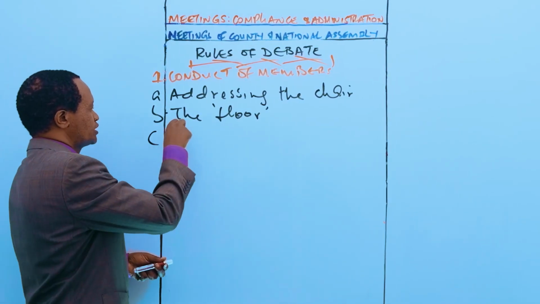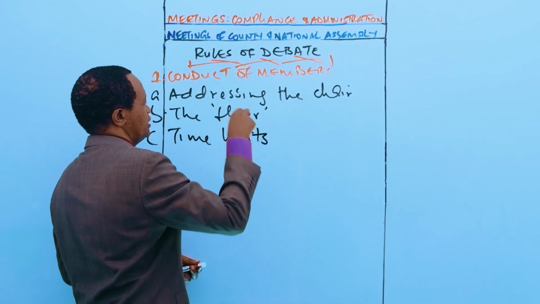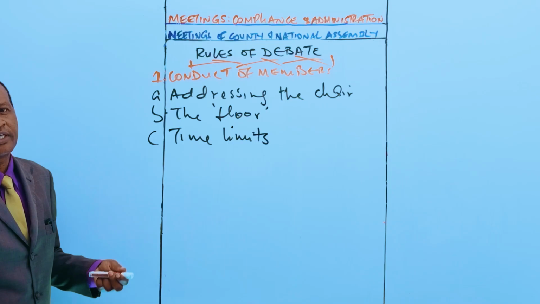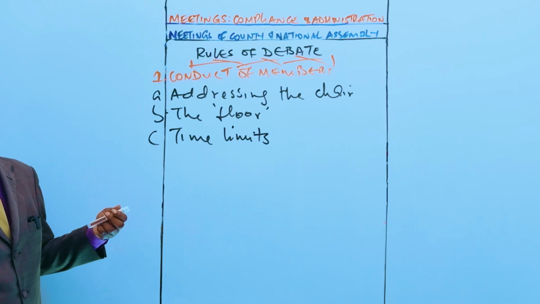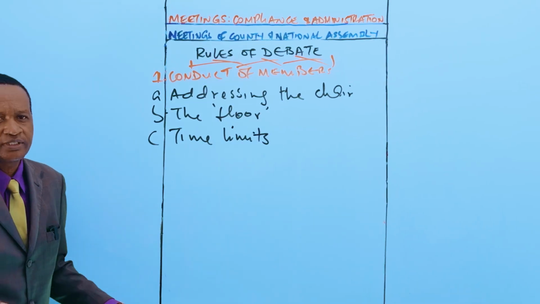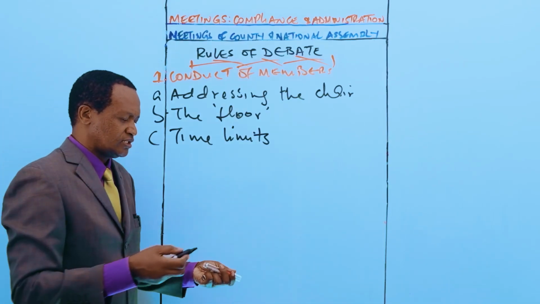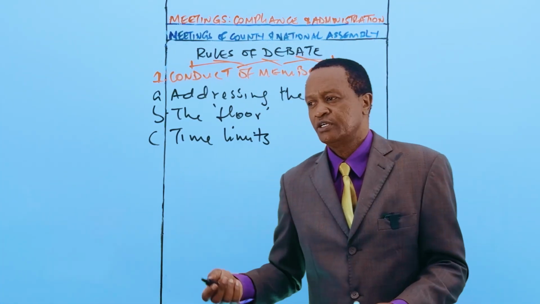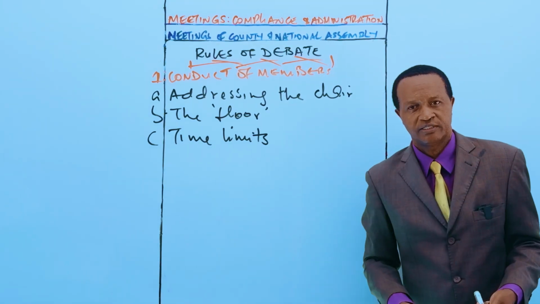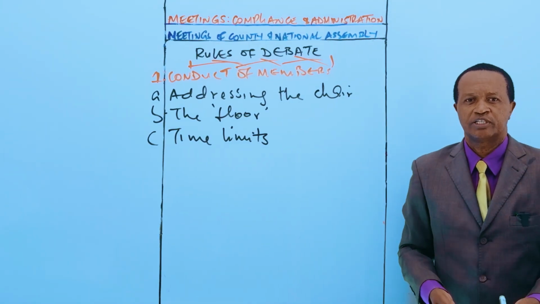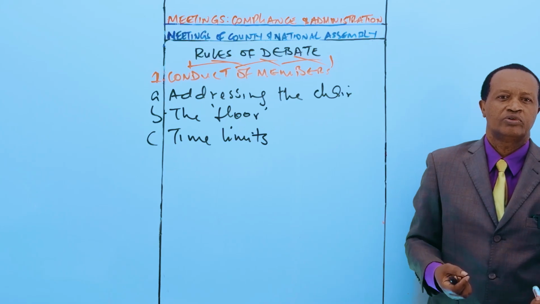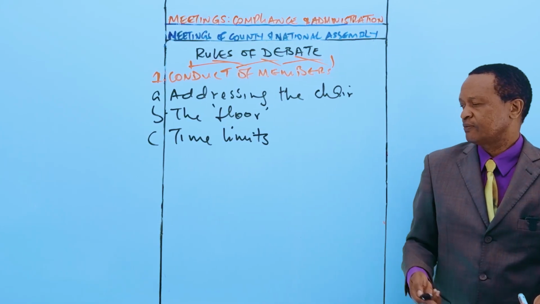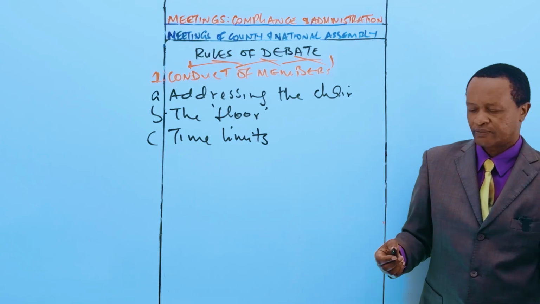Then there is a rule on time limits. To ensure efficiency, the Speaker often sets time limits for the speeches. The time could be 5 minutes for each member, or 10 minutes, or whatever minutes the Speaker may decide. Especially during budget debates or during the second reading of bills, there have to be time limits.